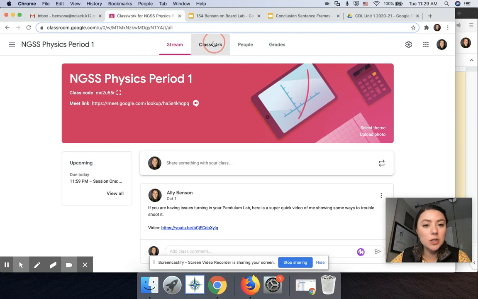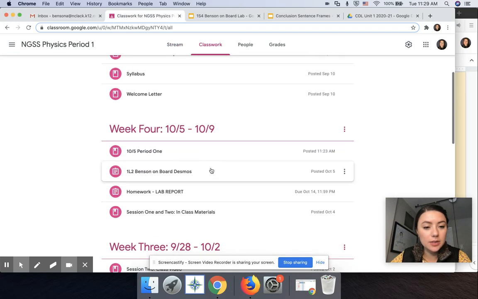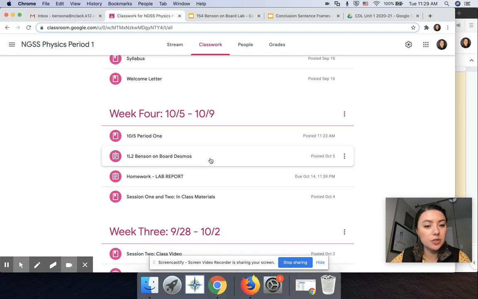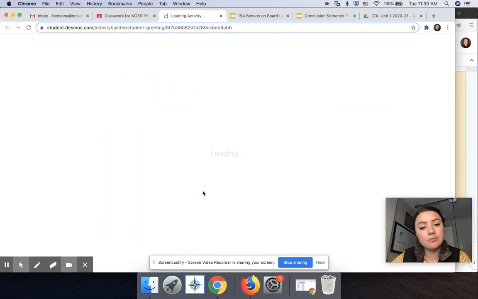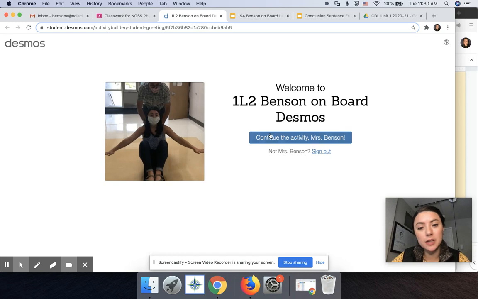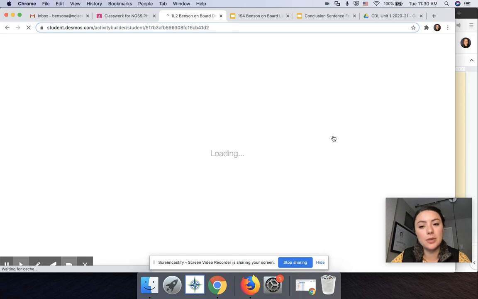If I go into classwork and go down to week 4, it is 1L2 Benson on Board Desmos. So I can go ahead and open that. If you came to class, it'll have this button that says continue the activity. If you didn't come to class, you need to put your name in here. So I will continue my activity.